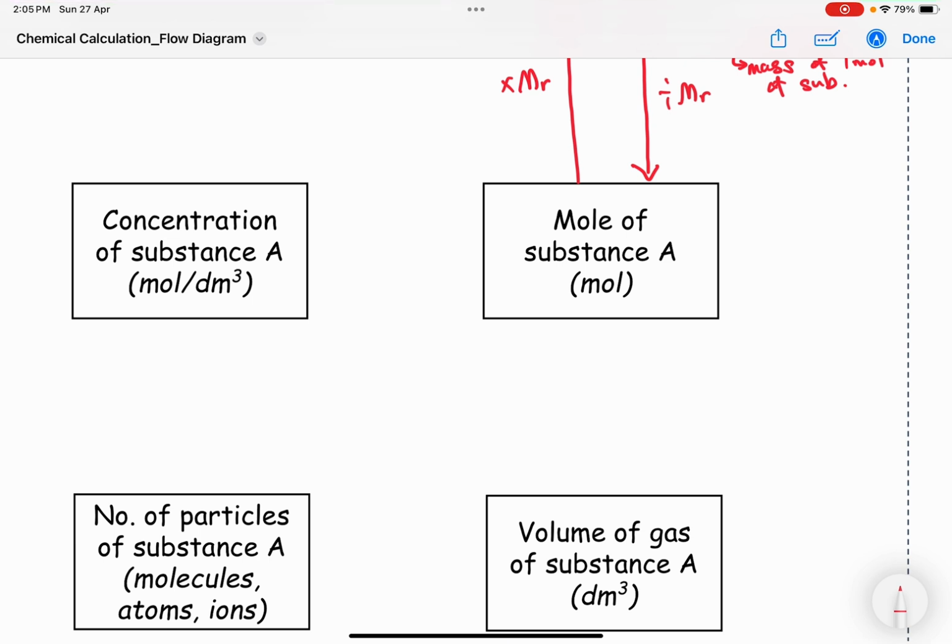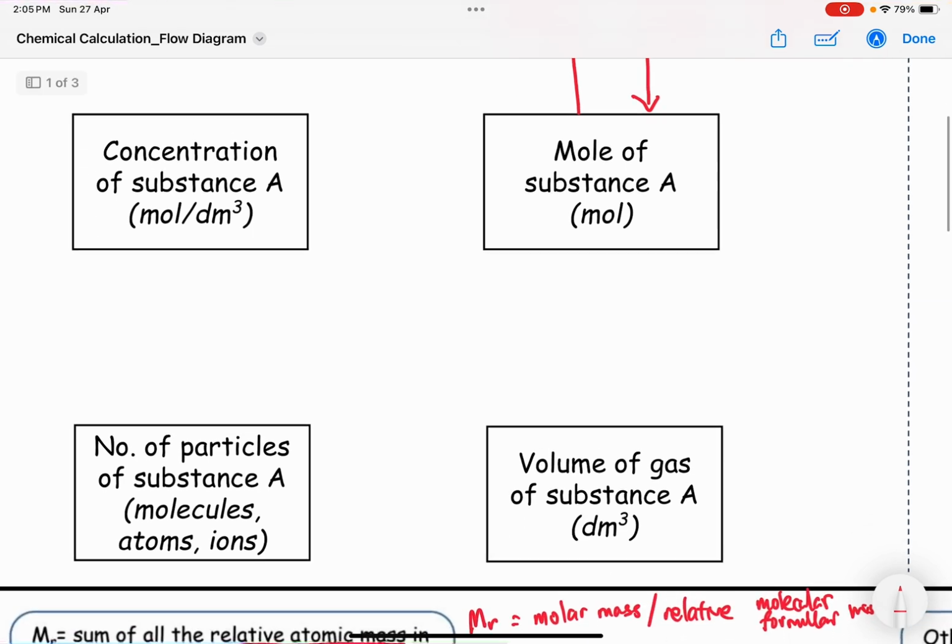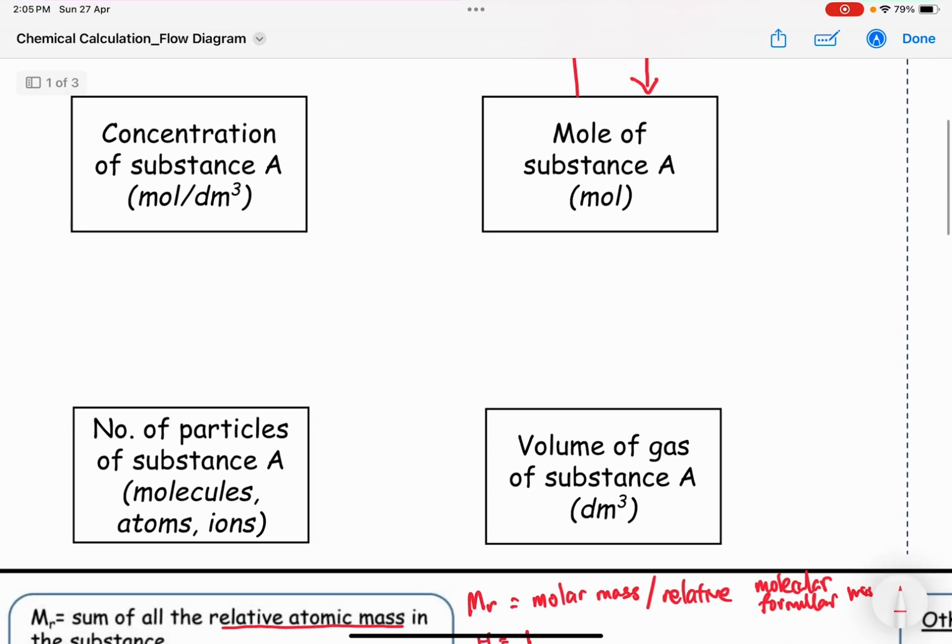What is an example? For example, when we say a dozen, we know it represents 12. So if I say 1 dozen, it means 12, right? If I say 2 dozen, I know it's 24. In this case here, when I say mole, mole doesn't represent 12. Mole actually represents 6 times 10 to the power 23. It is this big number over here.